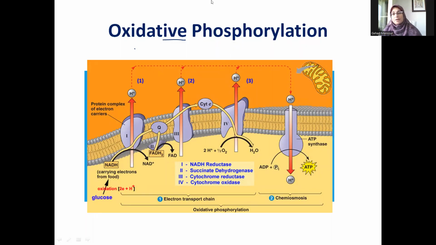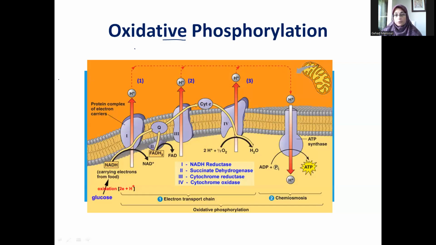Hello again. We're going to continue our explanation on oxidative phosphorylation. We have just talked about, in part number 2, the transfer of electrons from one electron carrier to another, and it's worth saying that when electrons are transferred from one electron carrier to another, what actually happens is the release of energy.